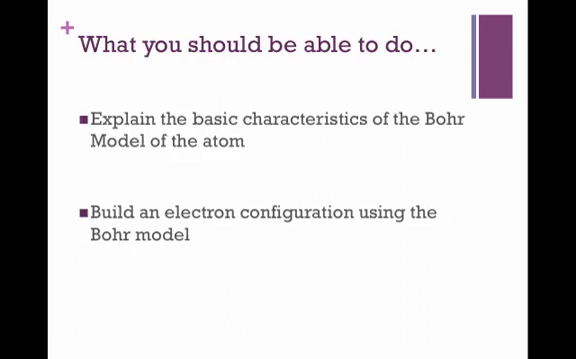To conclude for the day, again, a list of things that you should be able to do. You should be able to explain the basic characteristics of the Bohr model of the atom, what are its basic layouts, and then finally, you should be able to build an electron configuration of a Bohr model using the rules we talked about. In later chapters, we'll develop this further and talk about more about what you can do with the Bohr model as opposed to just the configurations we create.